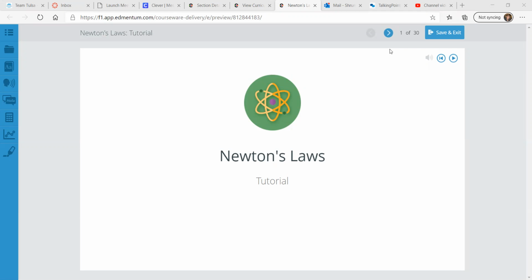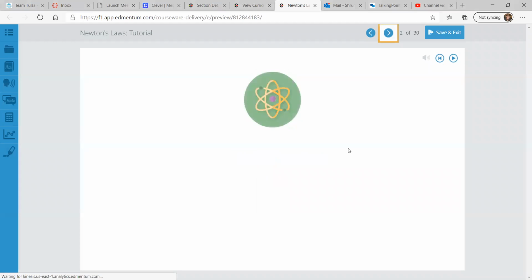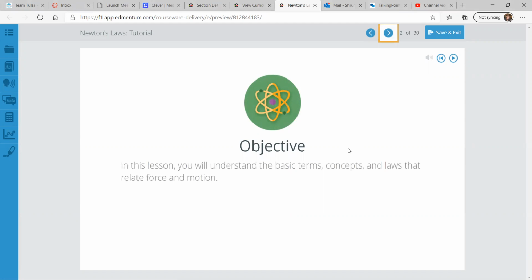Now, last time we talked about periodic motion. We talked about Robert Hooke, Hooke's law. We looked at springs and pendulums, but now we're going to look at Newton's laws, okay? And the objective for this lesson is to understand the terms, concepts, and laws relating to force and motion.